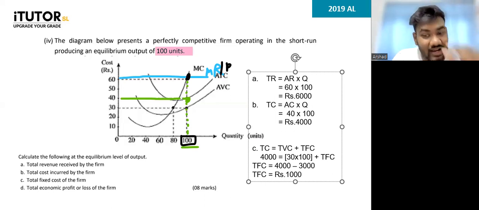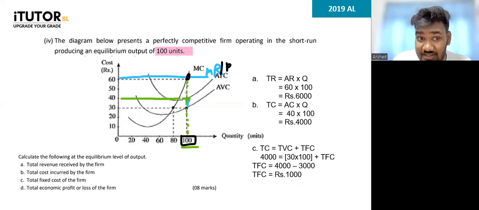Or else you can find the average fixed cost. Remember, the difference between these two curves is the average fixed cost. This difference is 10. 10 into 100, that also you can get. So you need to show a working, guys. You can say average fixed cost equals 10. How 10? Average total cost is 40, variable cost is 30, so this minus this, average fixed cost is 10. So average fixed cost multiplied by 100 gives 1,000. So you can give your answer. Is that okay, guys? Not that hard. Total fixed cost is 1,000.